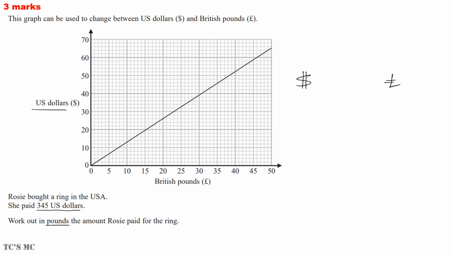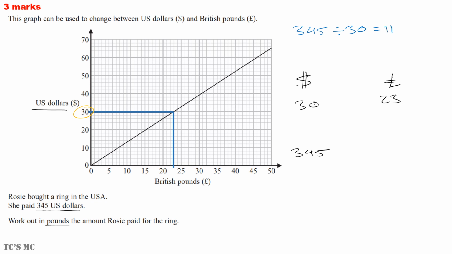We need to use a number that is on the axes. I am going to use 30. If we go across and then down, we can see that $30 is equal to 23 pounds. And now we have 1 mark. We are converting $345. We need to work out 30 multiplied by what is 345. So I am going to do 345 divided by 30.